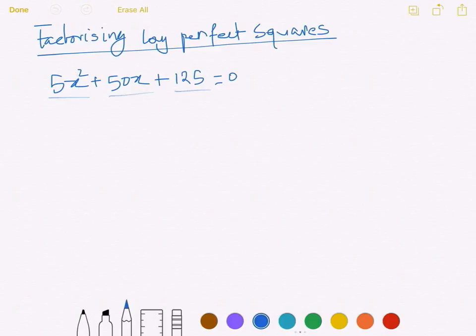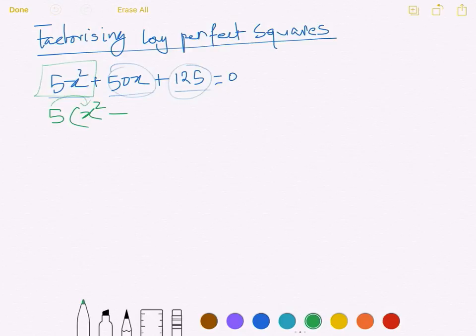What we also see is that the other two terms, 50x and 125, can also be divided by the 5. So that's what we are going to do. We will take 5 at the front, and inside the bracket what we will have is x squared. What this means is that when we multiply 5 with x squared, we will get our 5x.